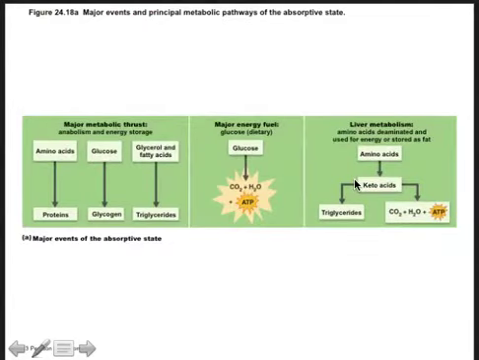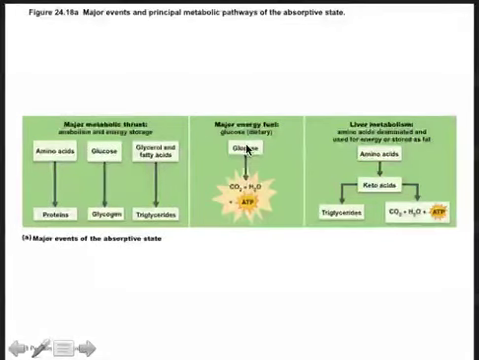And so what you're looking at here is just some of the major events that take place in the absorptive state. Here we see the major metabolic thrust, which is anabolism and energy storage, as we absorb these monomers across the lining of the small intestine. Amino acids are used anabolically to generate protein. Glucose can be converted into glycogen, which is a glucose polymer, and we find that primarily again in liver and in muscle. But glucose can also be converted into fat. Glycerol and fatty acids can be converted into triglycerides, and those obviously can be stored in adipose tissue.